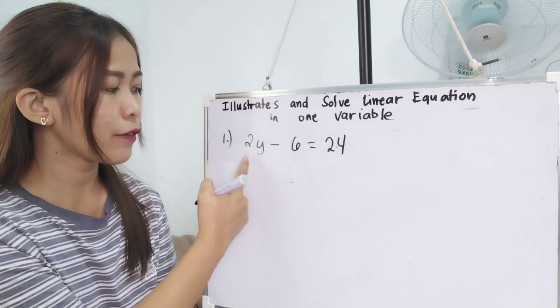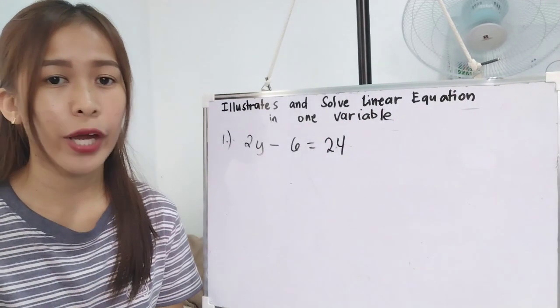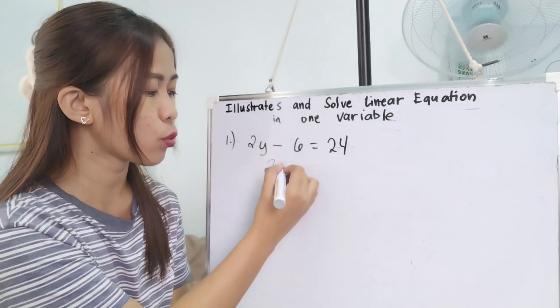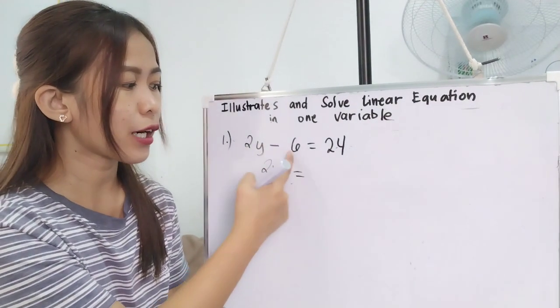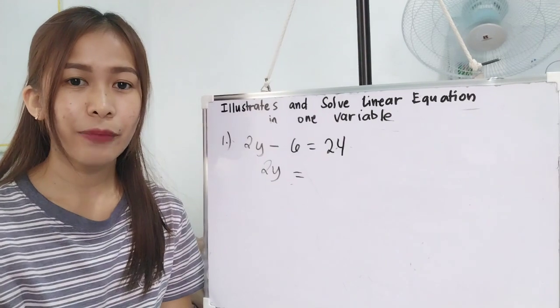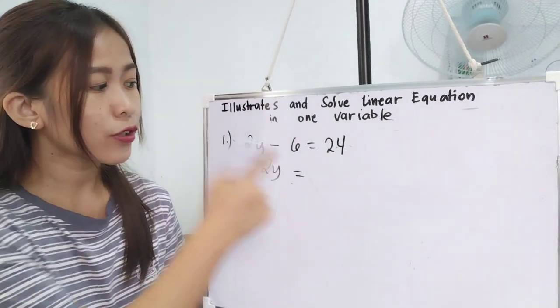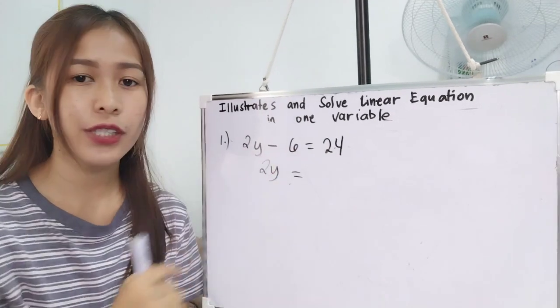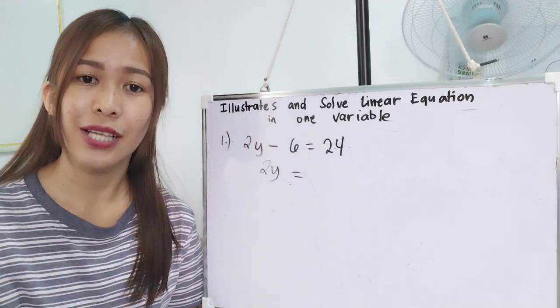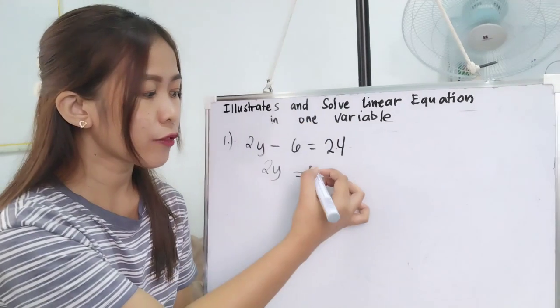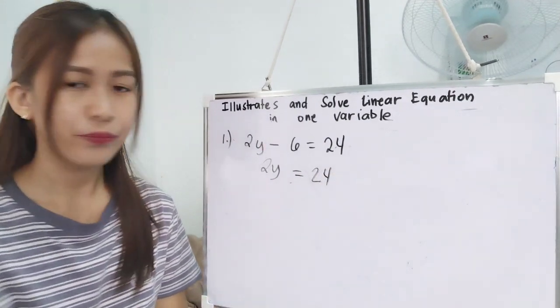Okay, so we have here 2y minus 6 is equal to 24. Iwanan lang natin dito si 2y kasi wala siyang kagaya, at si y yung hahanapin natin. Itong si 24 tsaka si negative 6, diba, they are the constants. Therefore, dapat lang sila ay magsama. So, si 24, ilagay mo dyan.